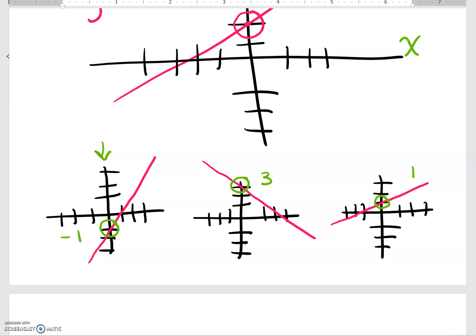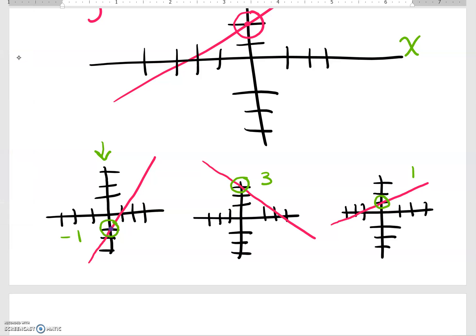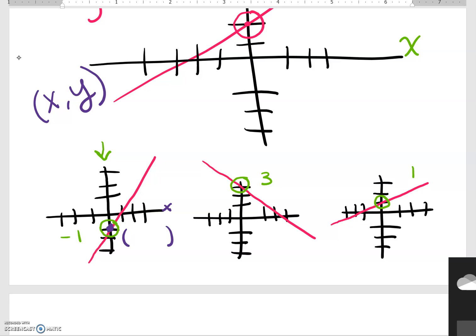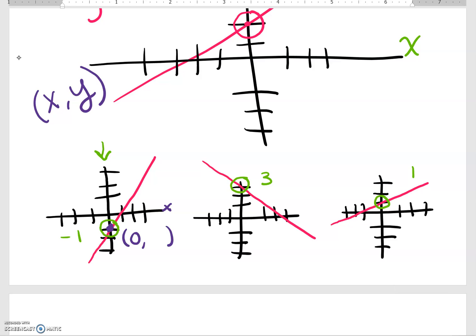Okay. Now what I want to do is look at another way to find the y-intercept. If we look at this point right here, we said it crosses at 1. But what is the coordinate of that point? Remember, we have a coordinate, right? We have an x and we have a y. So what is the x for this point? Well, if we look on the x-axis, it touches at 0. So my x point would be 0. And then my y point would be what? -1.